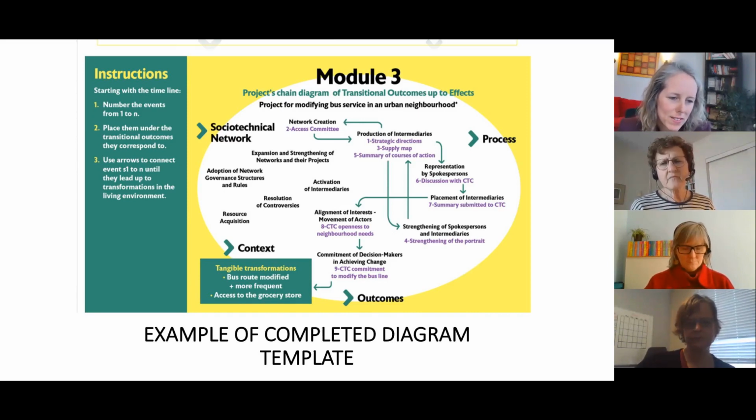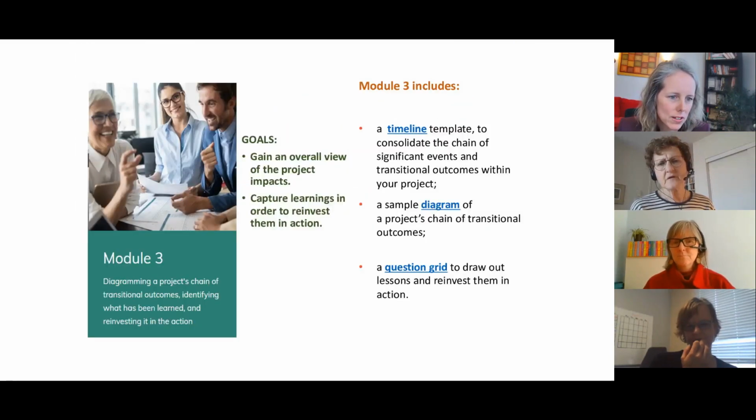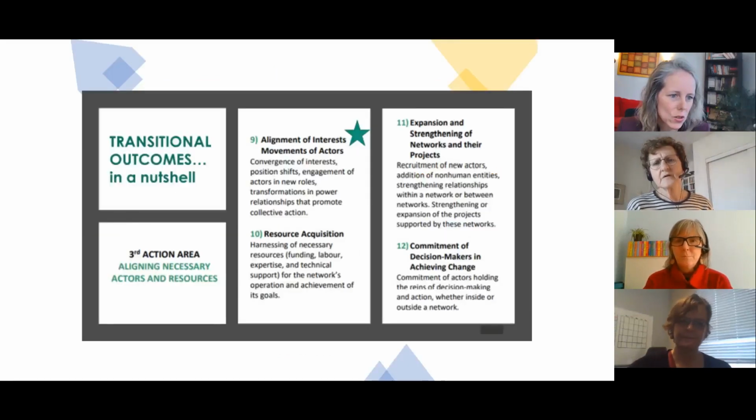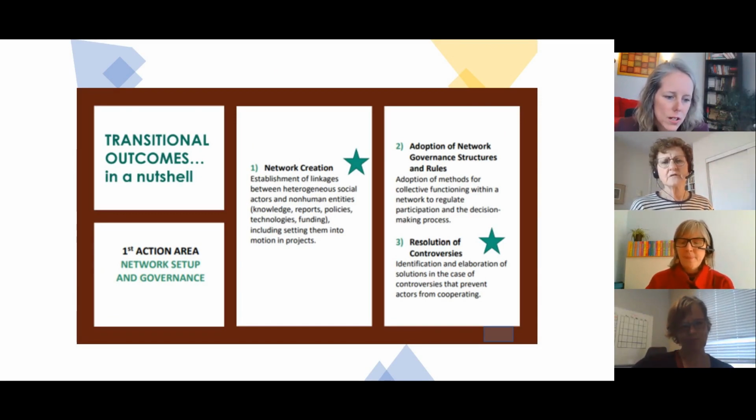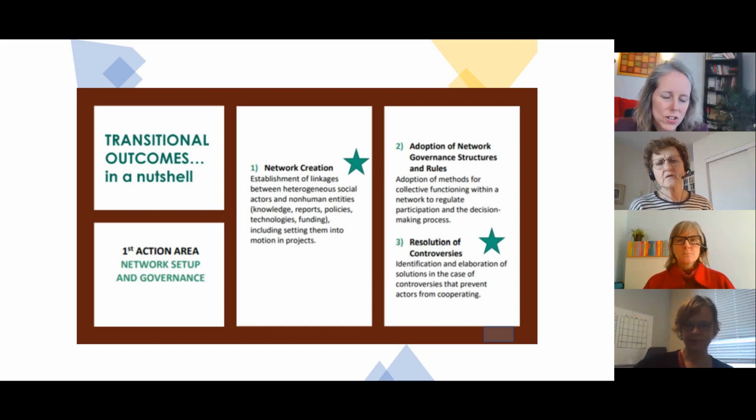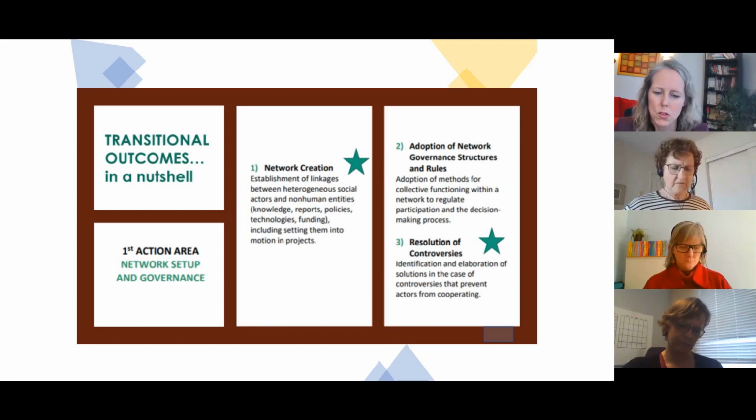Yes, it's often that we can see those kinds of dynamics. But the numbers, I will come back to show you. The first area of transitional outcomes, when you look at them, gives us a guide to ask questions: who's part of my network, which kind of roles should we have together, and do we have controversy, and should we talk about them?